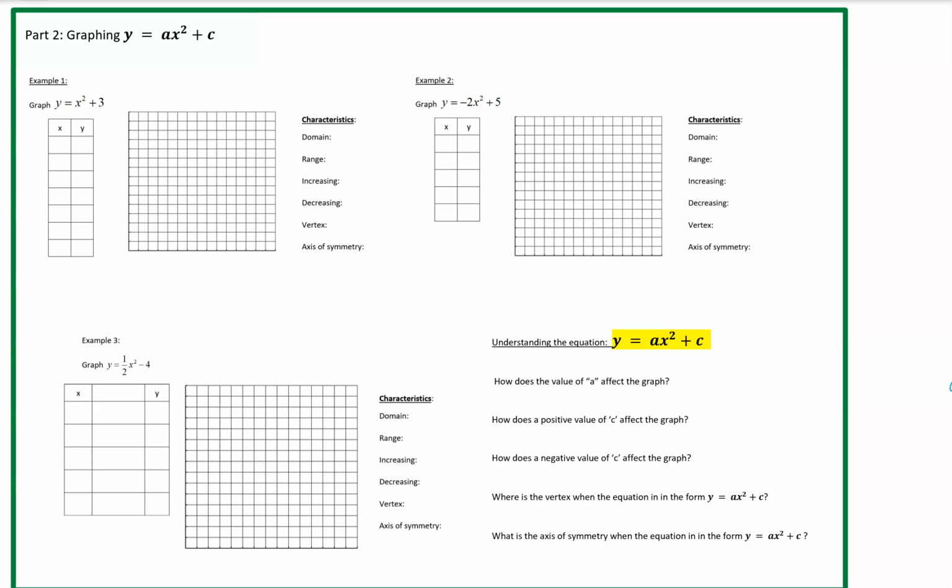Okay, in this video, we're going to start talking about graphing when y equals ax squared plus c. This one's a little different than the last because we have the plus c. And what that plus c does, if you remember, is it moves our graph up or down. So when we have, for example, on this first one, a plus 3, we know it's going to move our graph up 3. And if we have a plus 5, it's going to move our graph up 5.